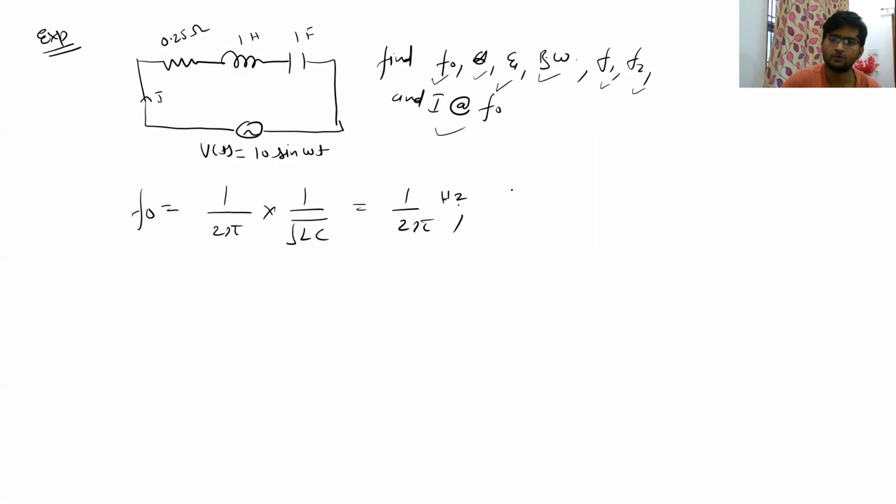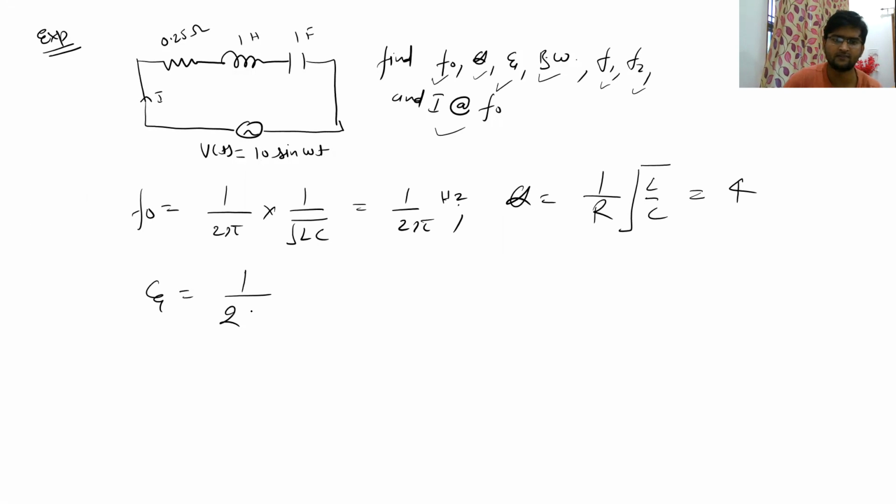Now, if we want to find Q, we can directly put the values in the series RLC quality factor formula, which is 1 by R under root L by C. If you put them in, you will get a quality factor of 4. It is a dimensionless quantity, obviously. Now, if we want to find zeta, the damping ratio, we already know that zeta is 1 upon 2Q, or you can also say R by 2 under root C by L. If we put in all the values, we will get zeta to be 1 upon 8.